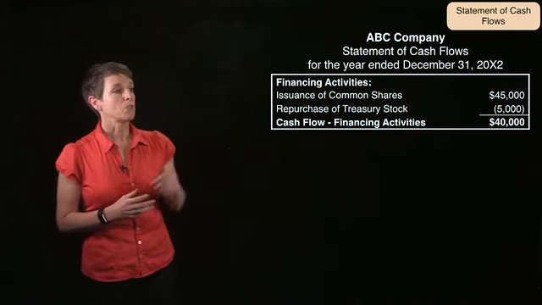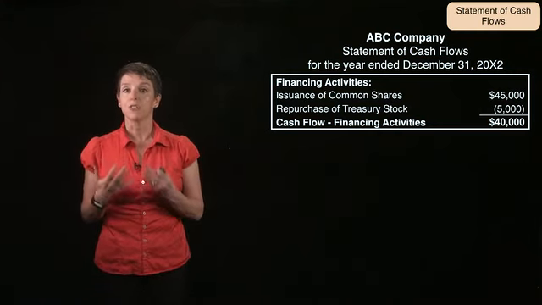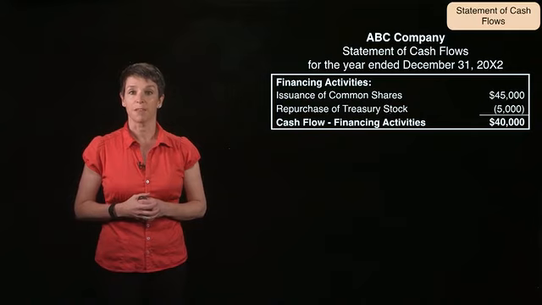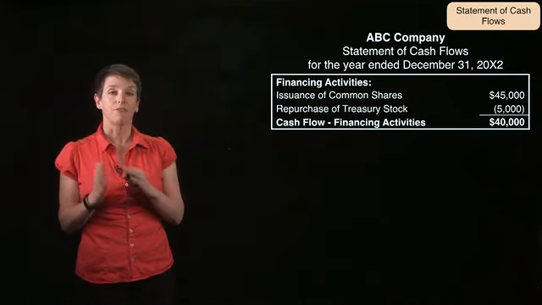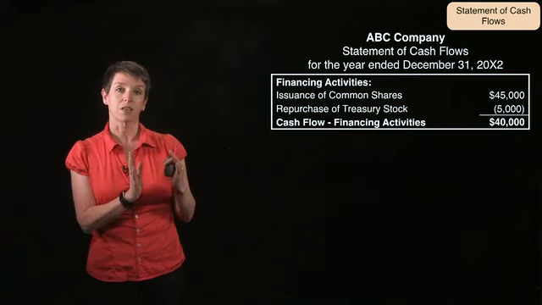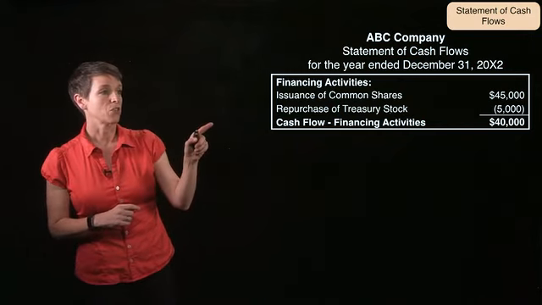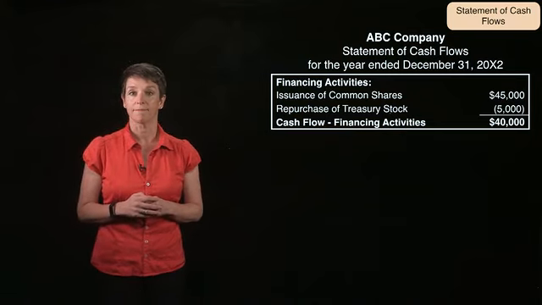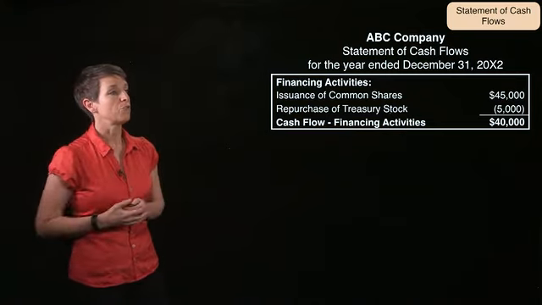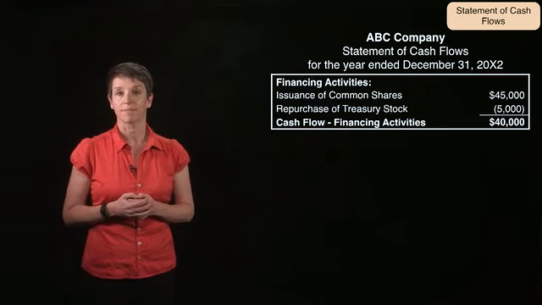The second line, this repurchase of treasury stock, can also be seen on the statement of changes in equity. If you look at the line for repurchase and go over to the column for treasury stock, you'll see that treasury stock of $5,000 was repurchased during the year. That gives us a total cash flow from financing activities of $40,000.